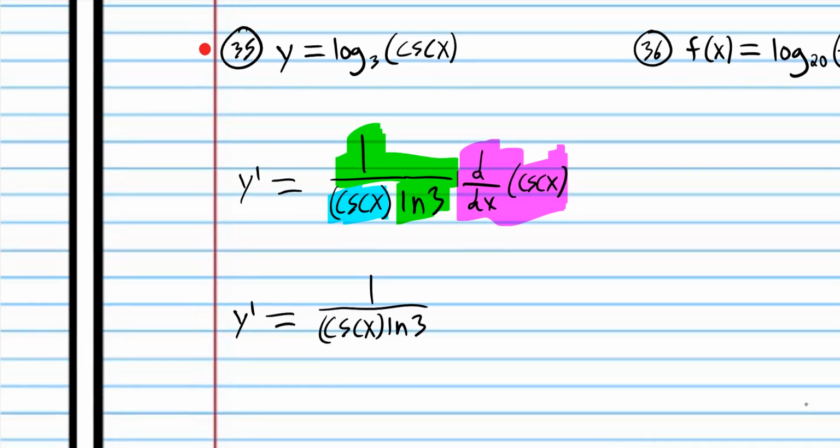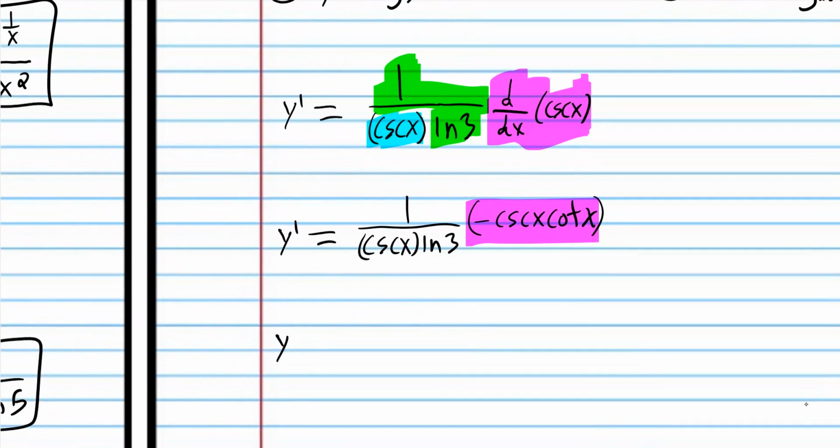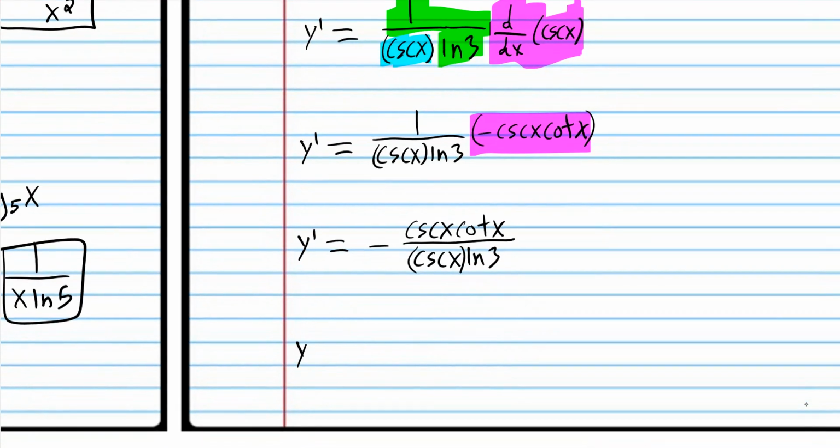The derivative of cosecant x is negative cosecant x times cotangent x. And we do need to use parentheses. And then our final answer is going to be negative cosecant x times cotangent x over cosecant x times natural log 3. And you can see that the cosecant x's cancel out, and we're left with negative cotangent x over natural log 3. All right.